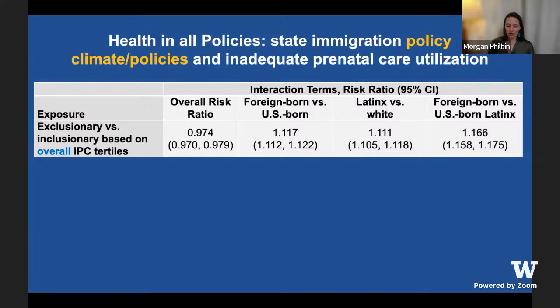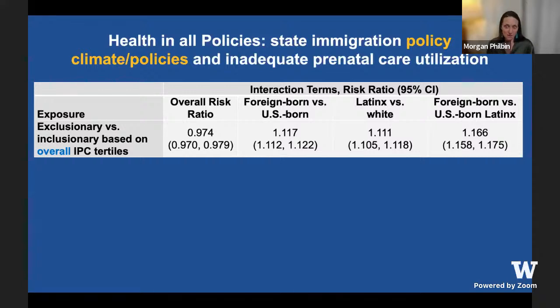The findings overall, the overall risk ratio, suggest that individuals living in an exclusionary state are less likely to have inadequate care than those in an inclusionary state. This was surprising to us because we figured that if you're living in an exclusionary state, regardless, because of potential spillover effects, you might have higher levels of inadequate care. However, this is a snapshot of everybody, most of whom are US-born white.